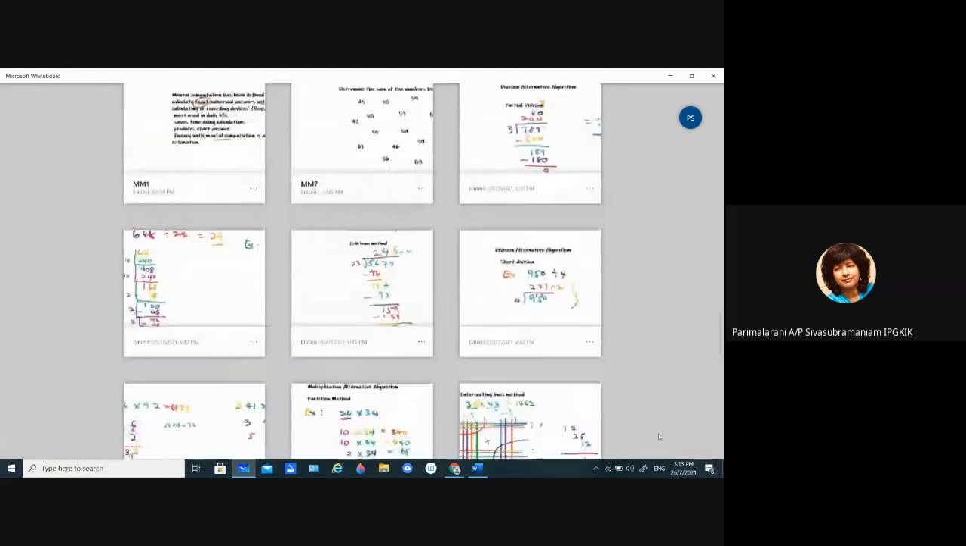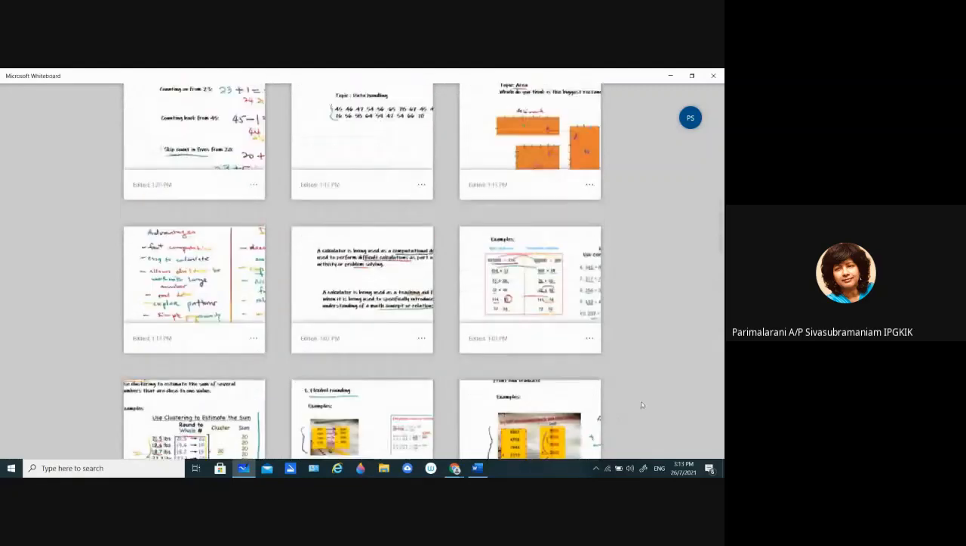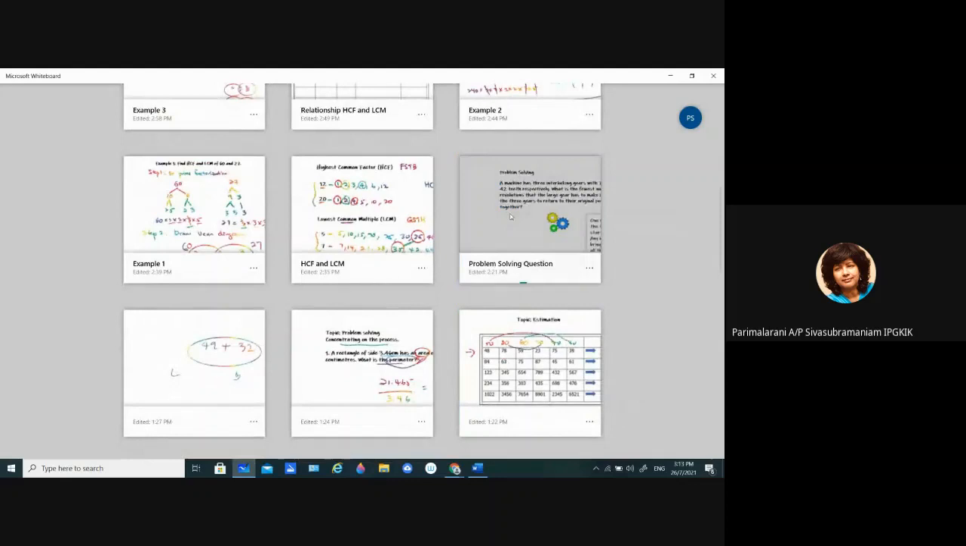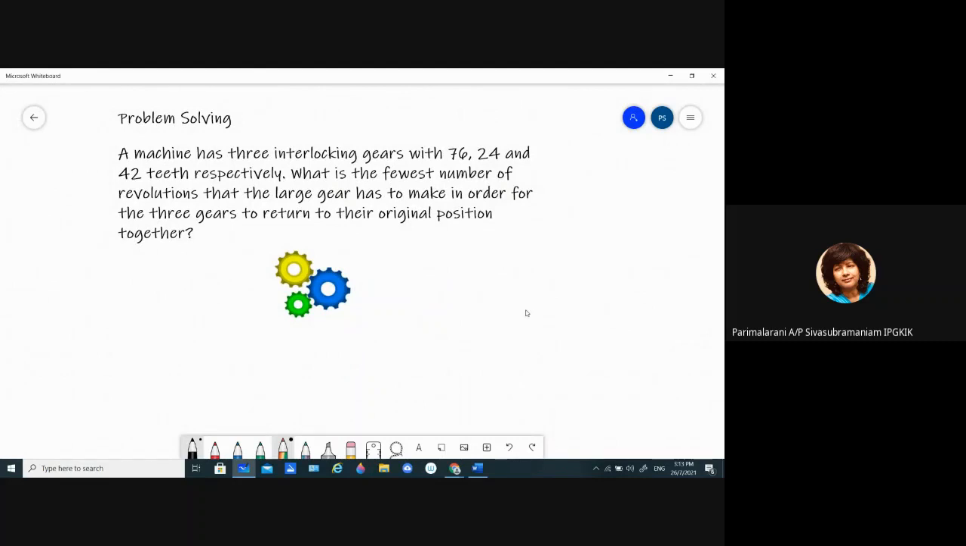I have one last problem solving question. This is a problem solving question. So you need to use what you have learned earlier. A machine has 3 interlocking gears with 76, 24, and 42 teeth respectively, something like this. These are called gears. What is the fewest number of revolutions that the large gear has to make in order for the 3 gears to return to their original position together?